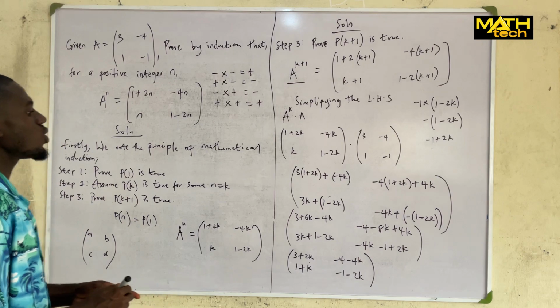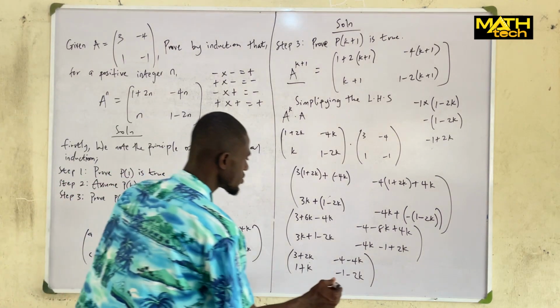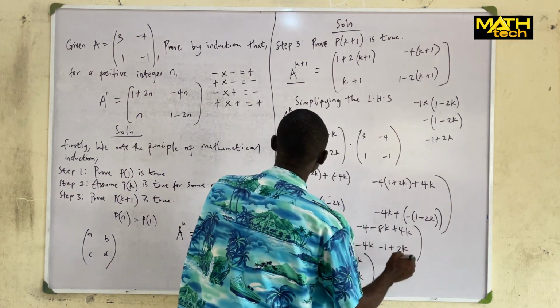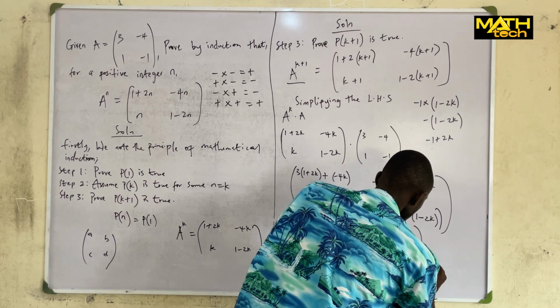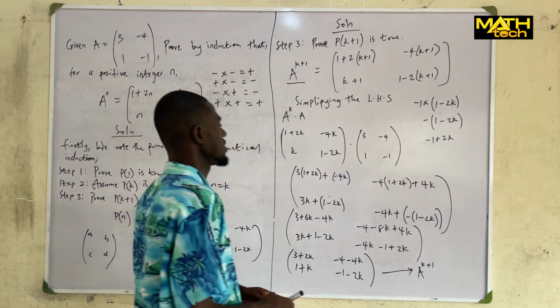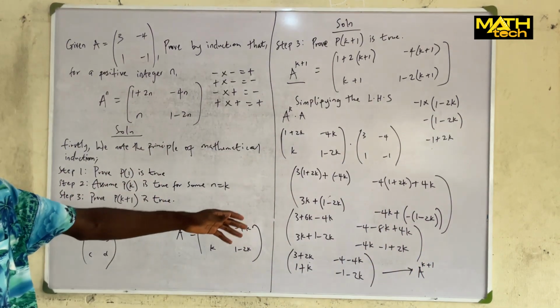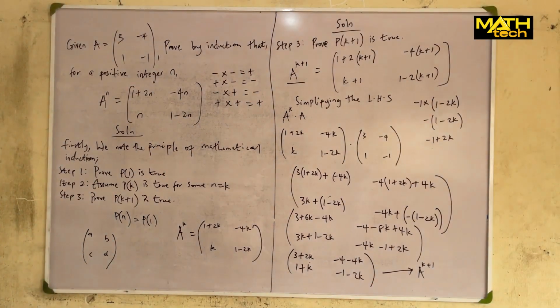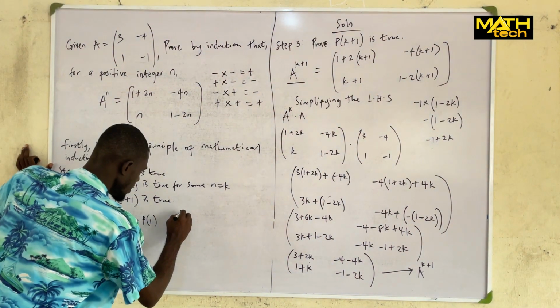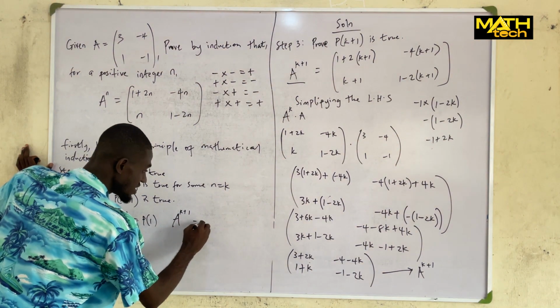So this is the result of the left hand side, and this result is for what? It is for our a raised to the power k plus 1. This is the result for our a raised to the power k plus 1. So we have successfully checked out the left hand side.